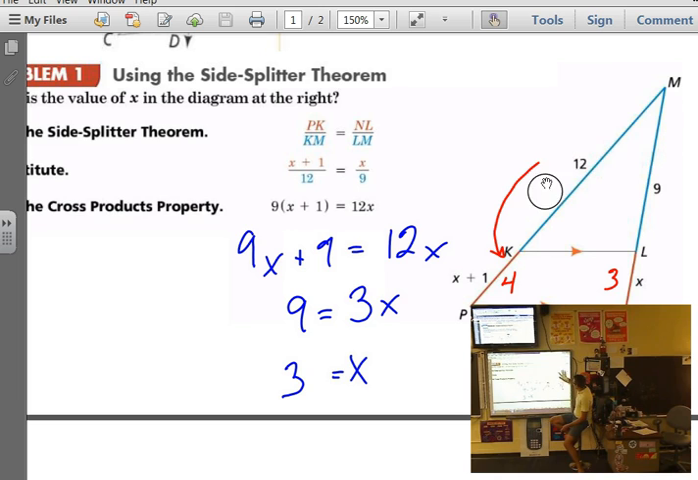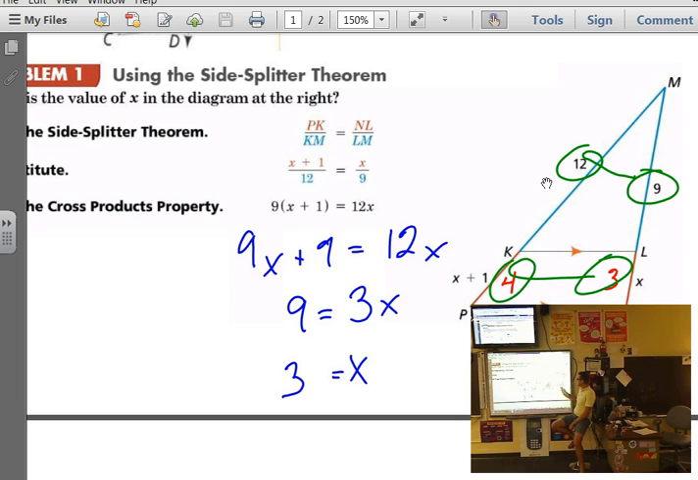Now what if, looking at the way that Calvin pushed us the other way, I compare segment to segment this way and segment to segment this way? Does it still work? Yeah. So as long as you have corresponding parts, your ratio will set up equivalent.